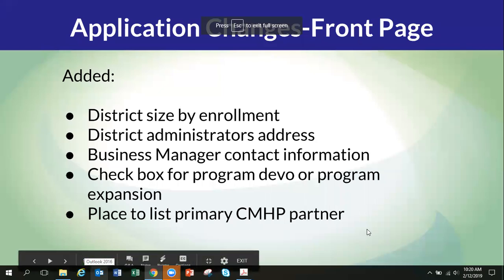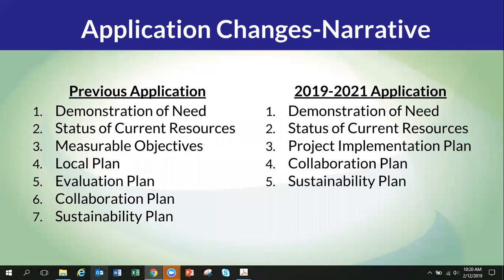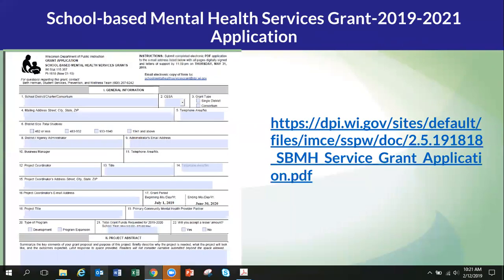I talked about these changes in the application on the front page already, and I showed you how the previous application actually merged the measurable objectives, local plan, and evaluation plan together. Note that for our purposes, we only have 2 data points that we're asking you to collect. There is a section asking you about how you're going to evaluate your own work, and we're not tracking that.